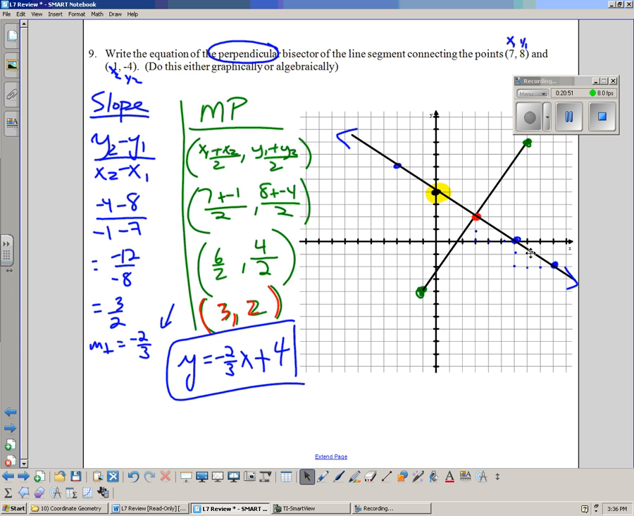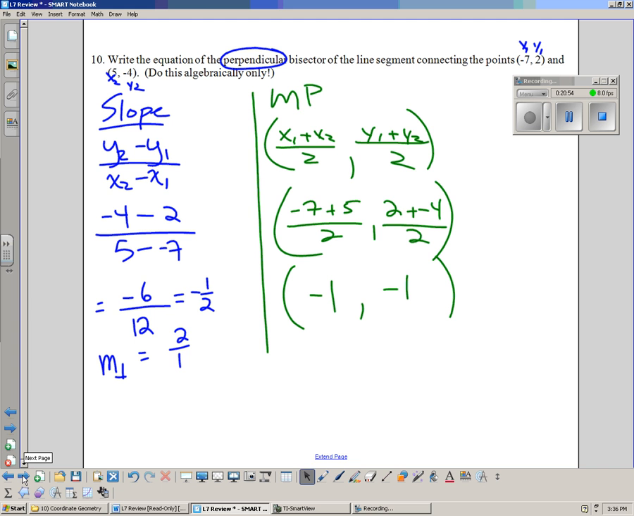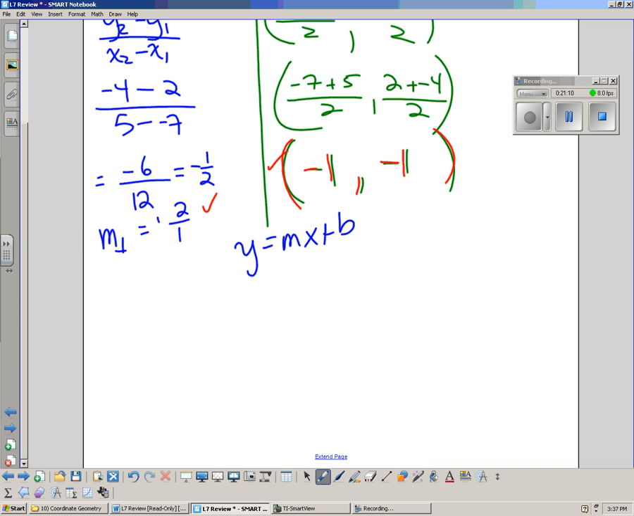So in this problem, we have to use the midpoint that we just got. We have to use negative 1, negative 1. We can't use the other points, and we have to use this slope. Those are the two things we have to use to form the equation. So the equation of the line is y equals mx plus b. And I'm using this slope, the 2 over 1, and this point's x and y coordinates to solve for b. So here we go.